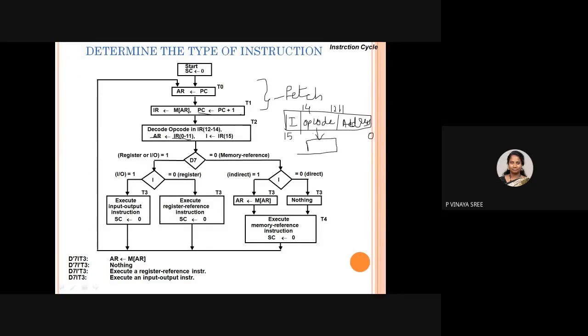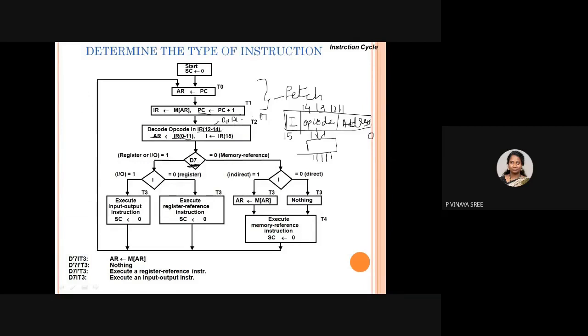So the input you are giving is 3 inputs, and the output you are getting is 8 outputs. So decode the operation in IR 12, 13, 14. From this you will get the outputs D0, D1, D2 until D7. And how can we decide which operation it is? That depends upon D7. Why does this depend upon D7?